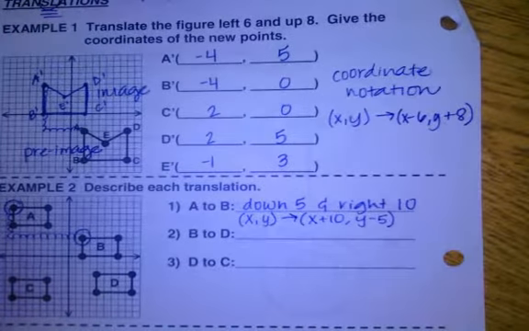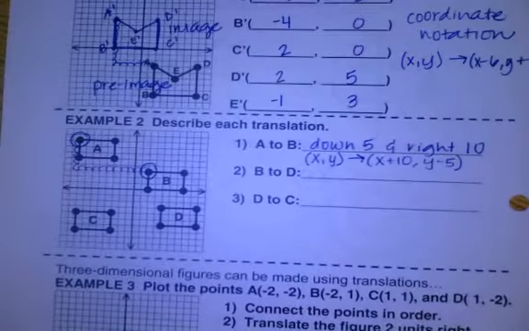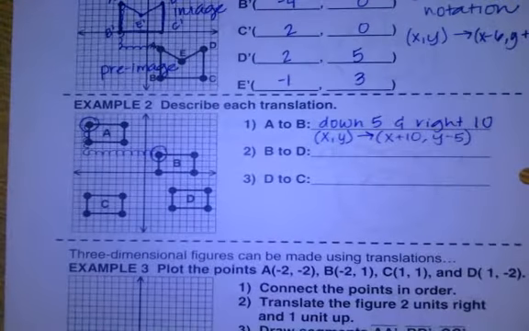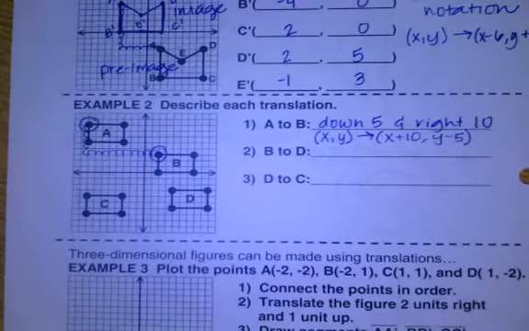Okay, do 2 and 3 on your own. So you're going number 2, B to D, number 3, D to C. Write it in words and in coordinate notation.